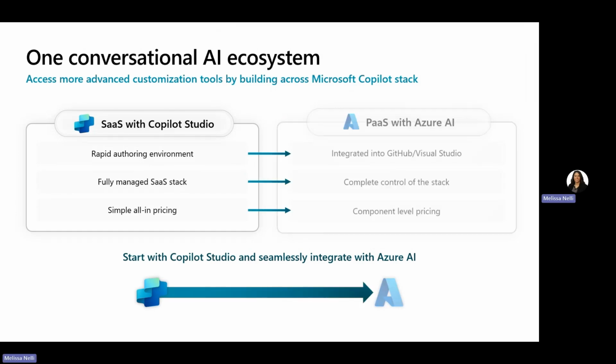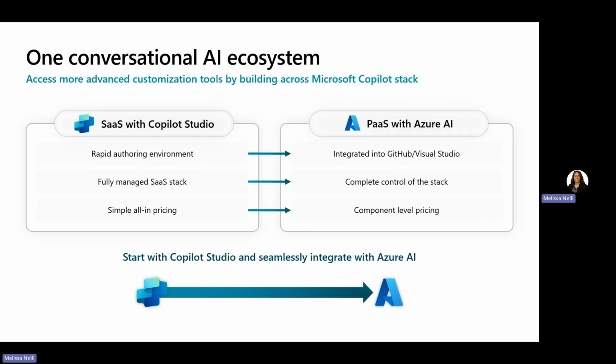And again, because we are within one ecosystem, if you do need to access Azure AI, it is available for you. You can have control over that stack. You can use tools like GitHub. Copilot Studio is a SaaS offering, right? So it's fully managed by us. You can be licensed in two ways, either pay as you go, or you can do a subscription per month for your entire tenant. But again, if you want to extend using Azure, you can do that as well.